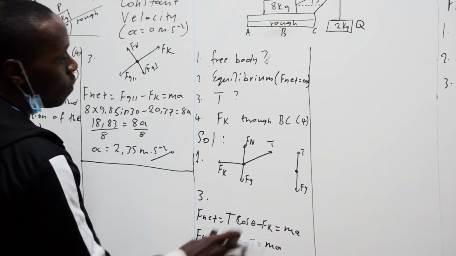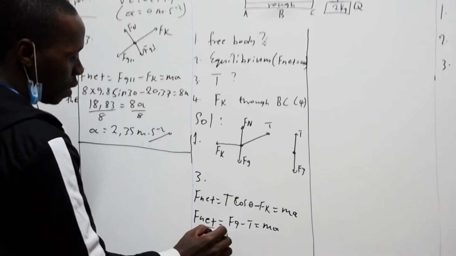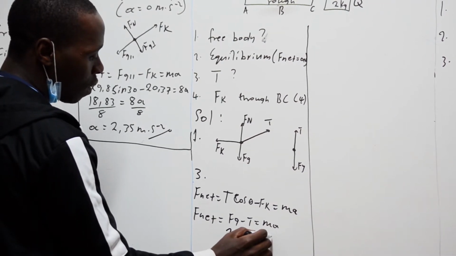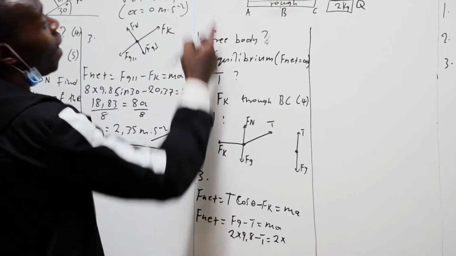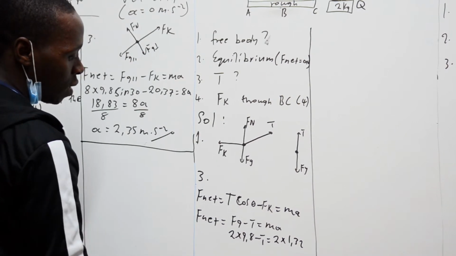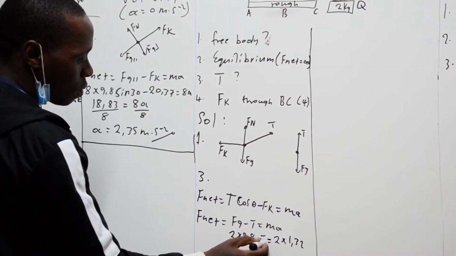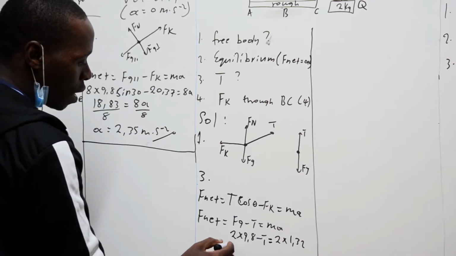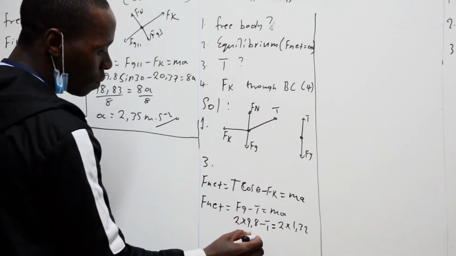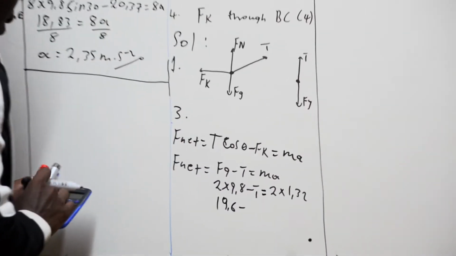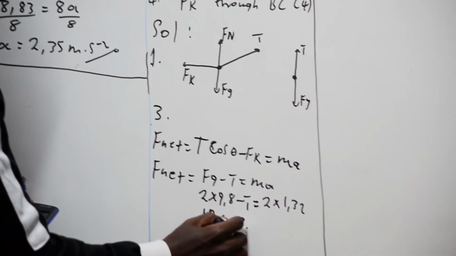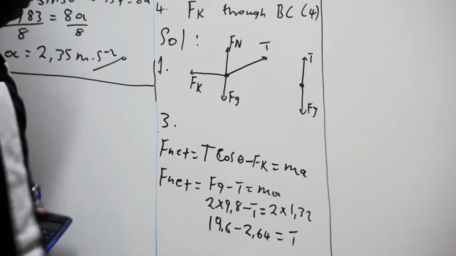So gravity for 2 kg is mg, which is 2 times 9.8, minus tension, equal to my mass 2 times acceleration. I'm given the acceleration of the system, so it's 1.32. So I can find my tension now. So now I'll have 19.6, which is 2 times 9.8, minus 2 times 1.32, which is 2.64, equal to T.